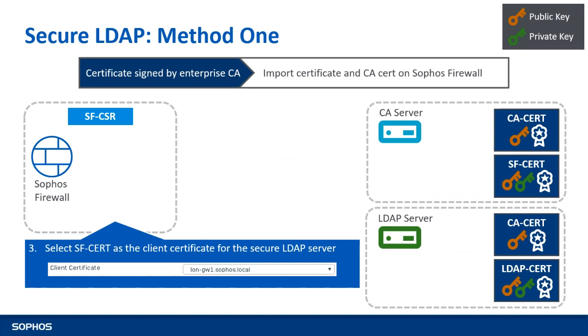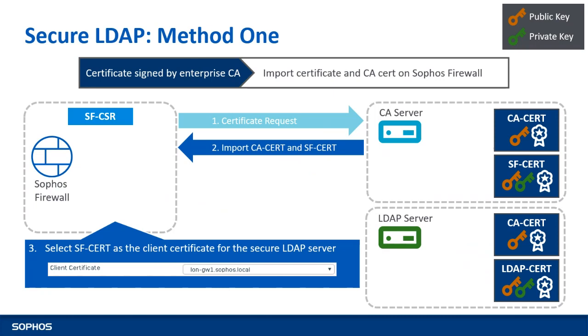To obtain a certificate signed by the enterprise CA, first create a certificate signing request on the Sophos Firewall and request a certificate from the enterprise CA. Then import the CA certificate and SF cert server certificate on the Sophos Firewall from the enterprise CA. Then select the SF cert certificate as the client certificate for the secure LDAP server.